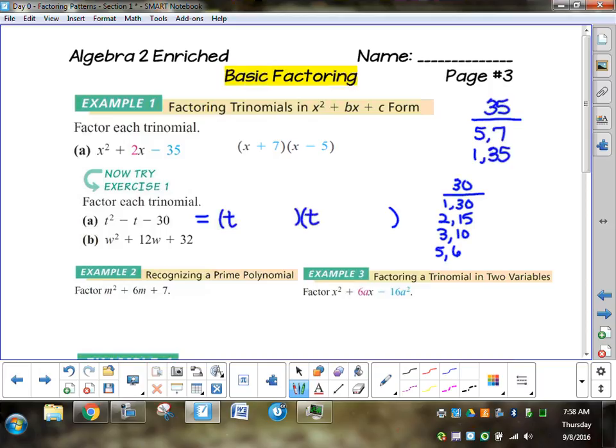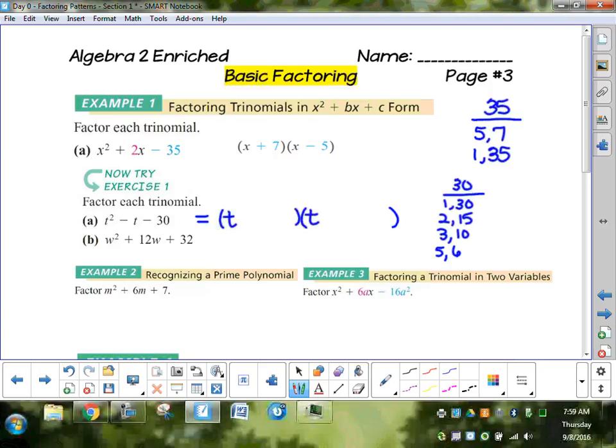I need to get a 1 from this list of factors, and a negative 30 when I multiply them, so this would be negative 6 and positive 5. The quantity t minus 6 and the quantity t plus 5. Questions on that one?